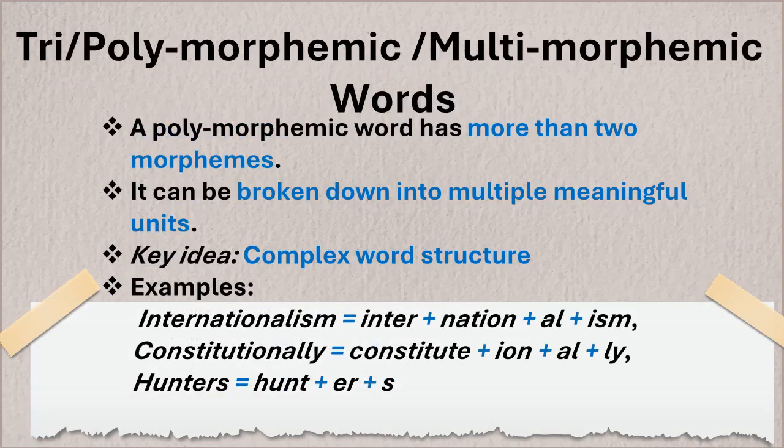A polymorphemic, trimorphemic, or multimorphemic word contains more than two morphemes, or we can say many morphemes. These words can be divided into many morphemes because they are structurally complex, built by stacking several morphemes together. Each added morpheme brings extra meaning or grammatical information. The key takeaway: the more morphemes a word has, the more layers of meaning it carries and the more complex its structure. Examples are words like internationalism, constitutionally, and hunters, which all have multiple morphemes combining to express rich meaning.